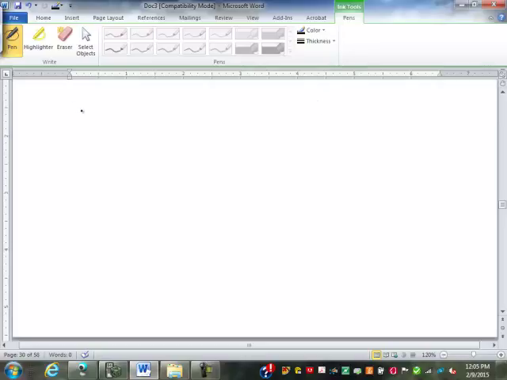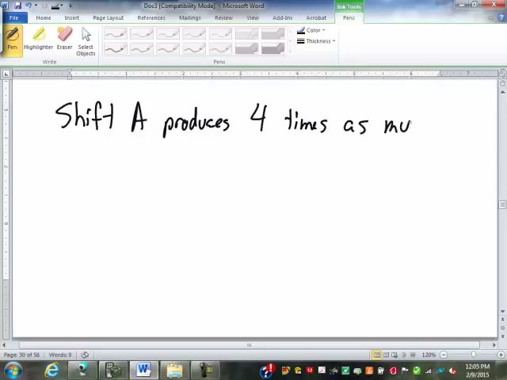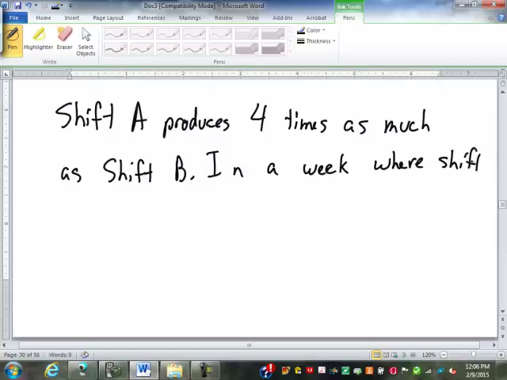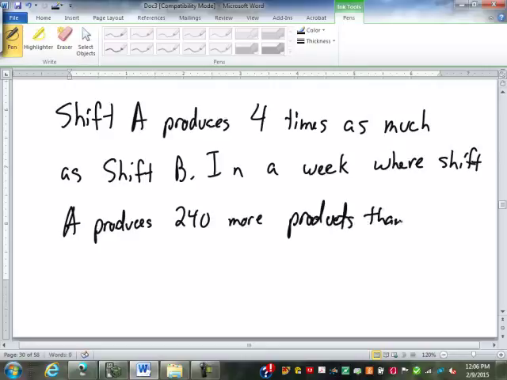So let's say that we have shift A produces 4 times as much as shift B. In a week where shift A produces 240 more products than B. Once again, how many did each produce?